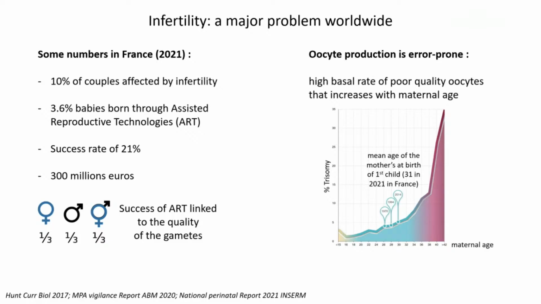So you have this curve, it would be a bell curve, but it's cut a little bit short. It increases with maternal age, and concomitantly, you have an increase of the mean age of the mothers at birth of first child, which in France was 31 years old in 2021. So it brings the question of what defines oocyte quality and how do we recognize high-quality oocytes.